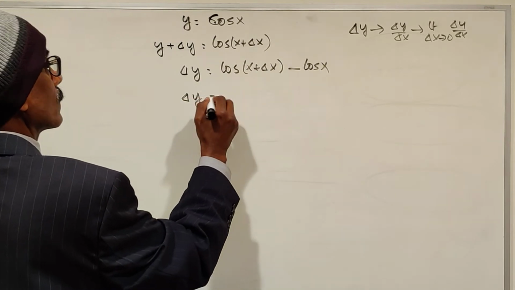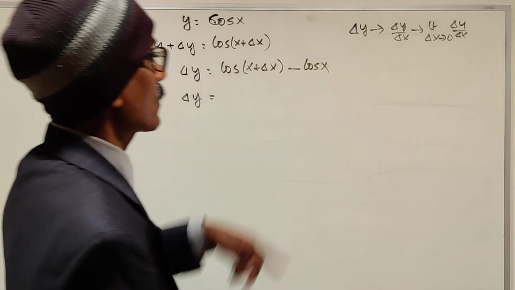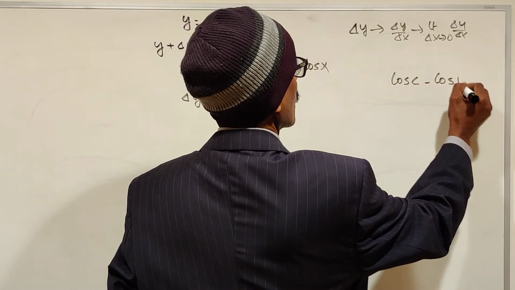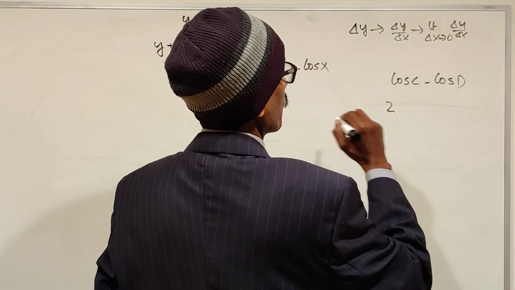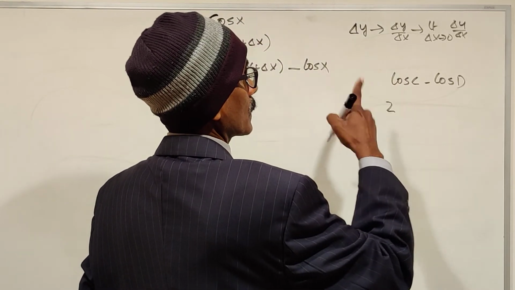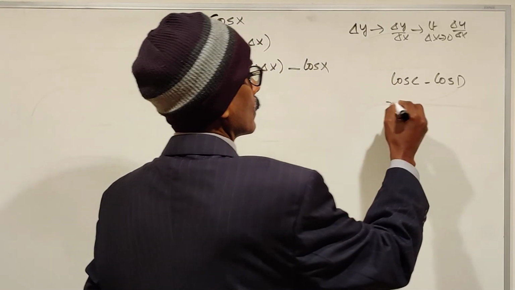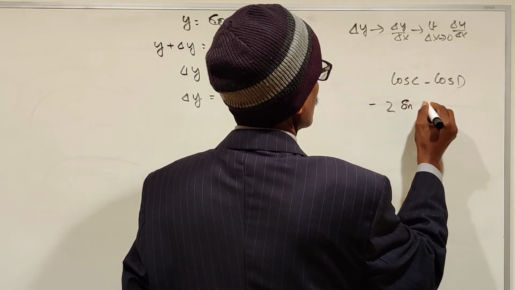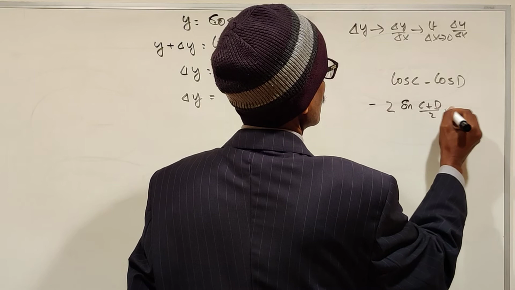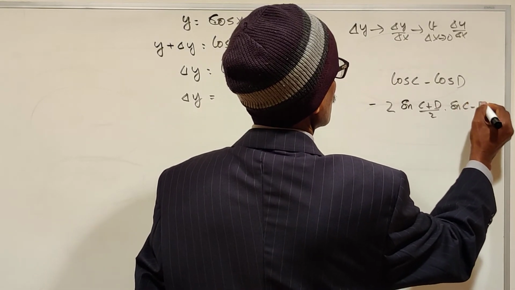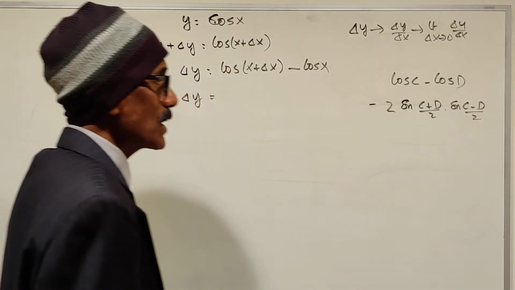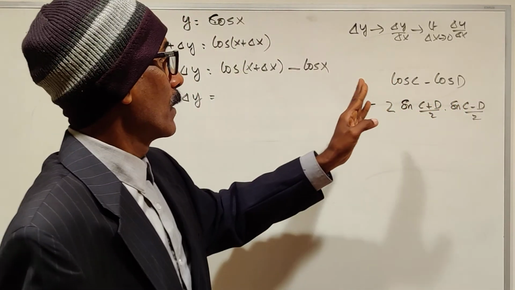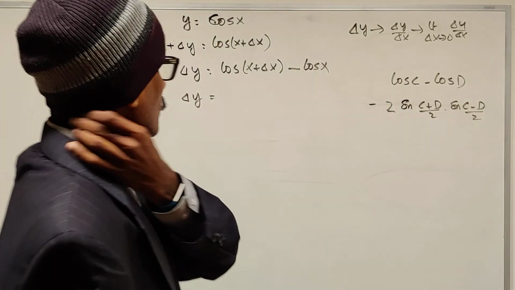Delta y equals cos c minus cos d, another formula. Cos c minus cos d equals minus 2 sin((c plus d) by 2) sin((c minus d) by 2). That is the formula. Okay, that is the formula.